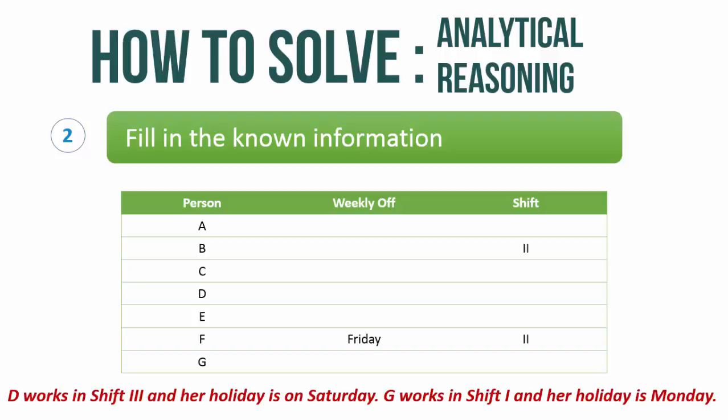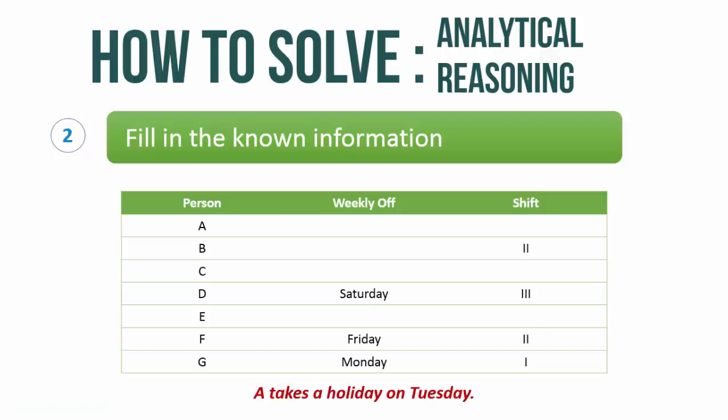Then the paragraph tells us that D works in shift 3 and her holiday is on Saturday. G works in shift 1 and her holiday is on Monday. These are also directly implied facts, so we just plug in the information into the table. Then we are told that A takes a holiday on Tuesday. So we enter Tuesday as a weekly off for A. The next fact states that E takes a holiday one day after A. So A takes a holiday on Tuesday, so E takes a holiday on Wednesday.